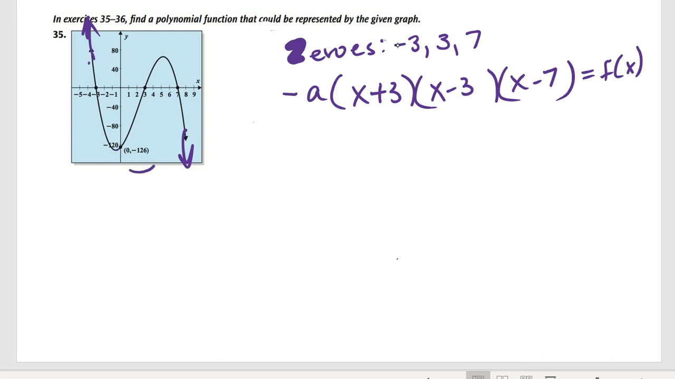Now, they give me a point here. They gave me (0, -126), and they're using that to help you find that a. So what we're going to do is put in 0 for x and -126 for y.